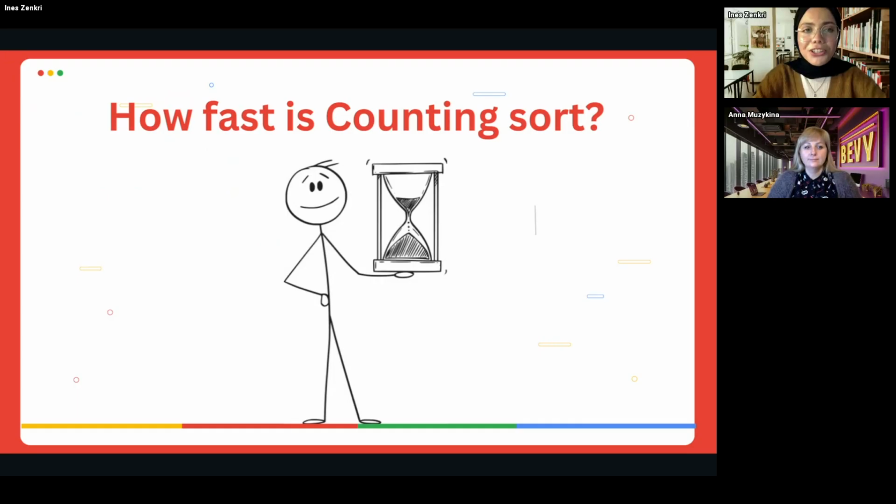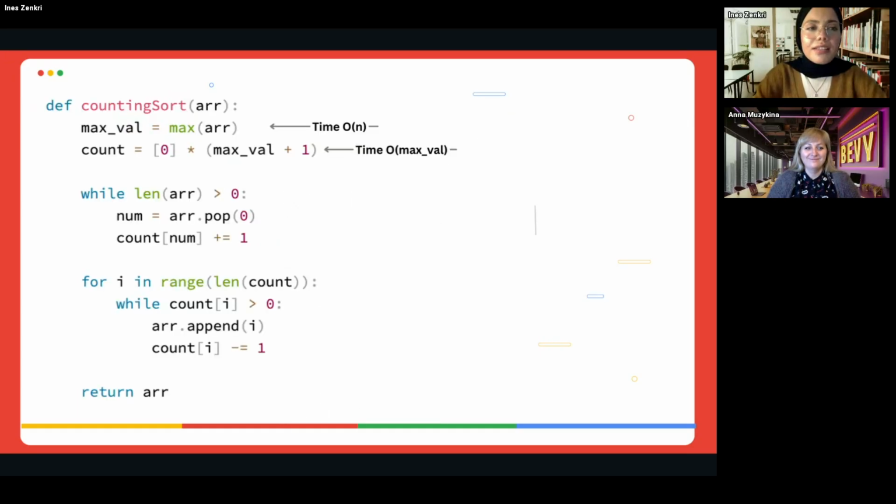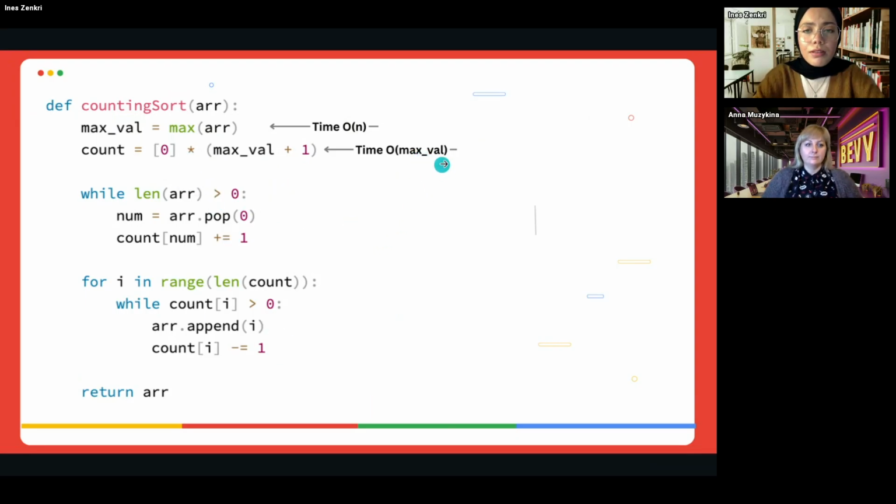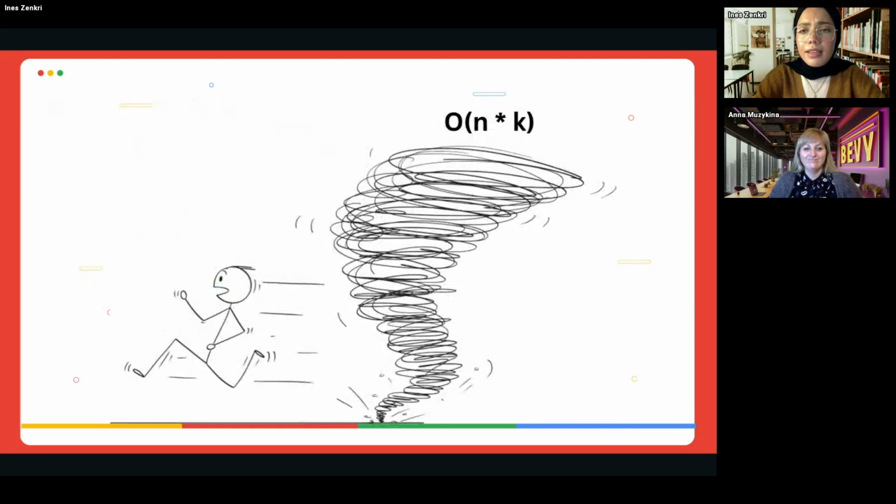And the question: how fast is counting sort? Well, basically, choosing the max value is O of n time, so it's linear time, because you go through the whole array and see the maximum. And then creating the new count array goes with O of max val. And for the others, the while loop is also O of max val, and the for loop is also O of max val. So at the end, we will have O of n plus k, and k is actually our max value, so the maximum value in the original array, which is pretty much faster than the others.